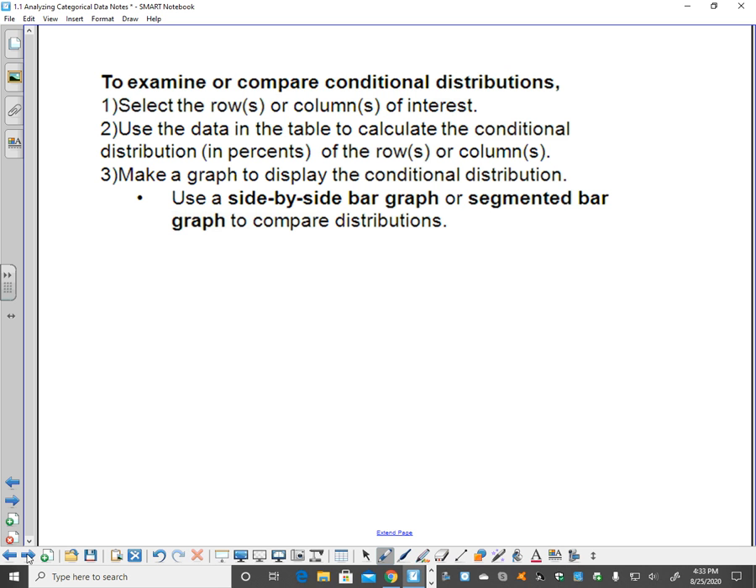I'm a fan of the side-by-side. A segmented bar graph is really pretty. I think it looks like fruit stripe gum, but it's very difficult to make, and I think sometimes it's hard to actually read. So, big fan of the side-by-side bar graph, okay? These are the two types of graphical display that you can use to compare conditional distributions. So that's the stuff in the table in the middle that was yellow.